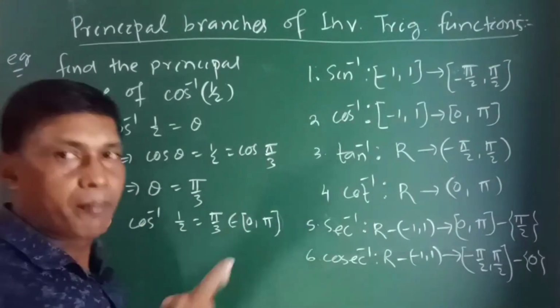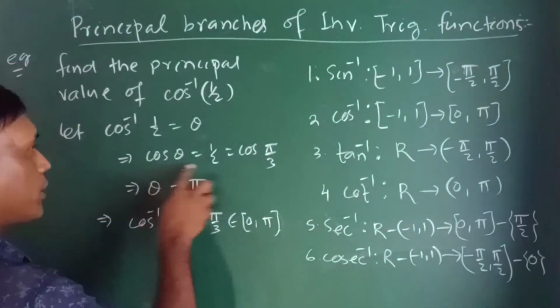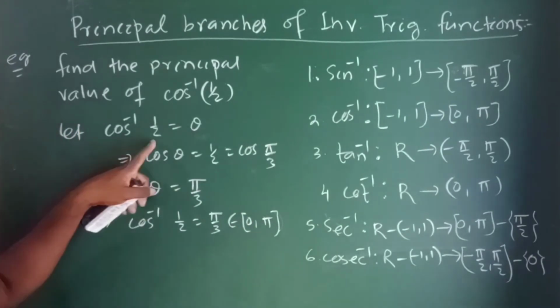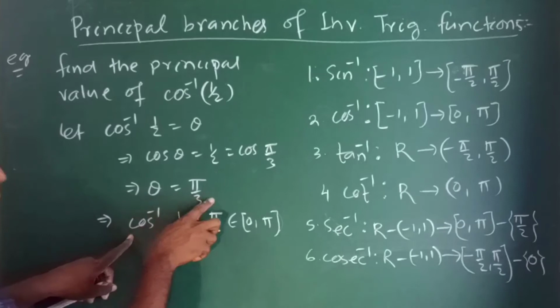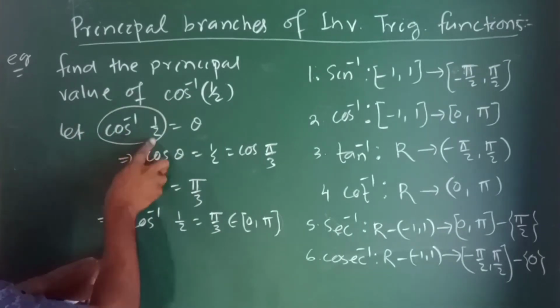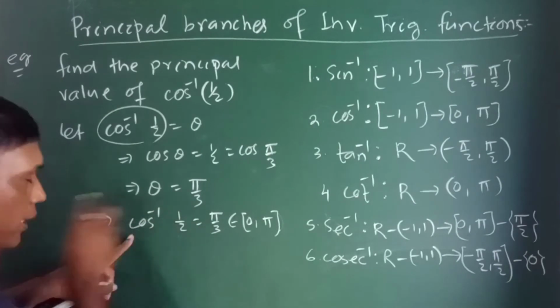The value of cos 60 is 1 by 2. So cos theta is equal to cos pi by 3 means theta is equal to pi by 3. But theta is equal to cos inverse 1 by 2. That means cos inverse 1 by 2 is equal to pi by 3.